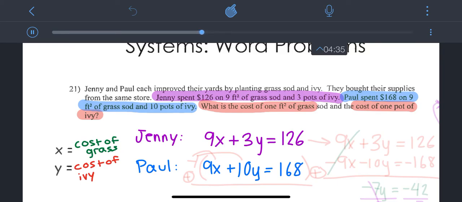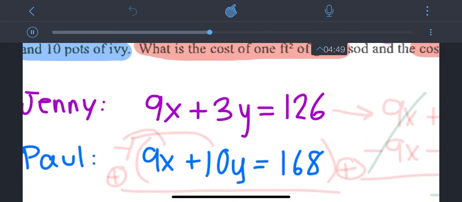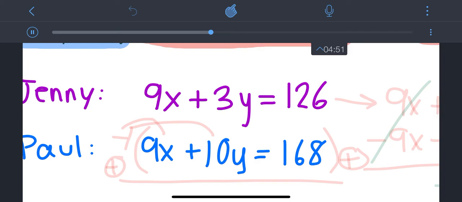Okay? So we're done with the equations. That's the hard part. We need to solve this. Now remember, you guys learned how to do elimination. If your x's are lined up, right, 9x, 9x, if your y's are lined up, if your numbers and equals are lined up, we can use elimination. All we need to do is make sure something's going to cancel.